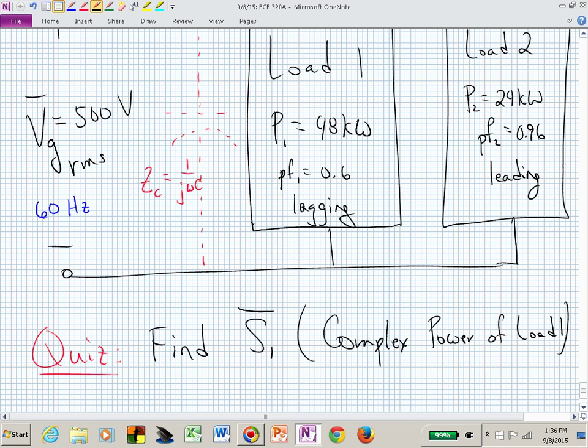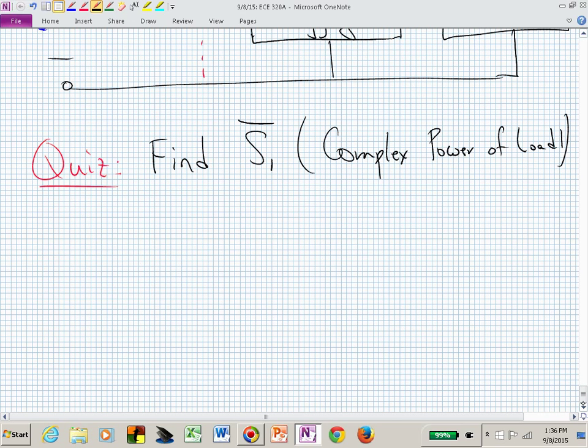Does everyone have a triangle? What was your angle, or what was your complex power? I'll do the hard part. 48, right? Plus J, and this is in kVA. You could do that and at least get 1 point out of 25 on the exam, maybe.